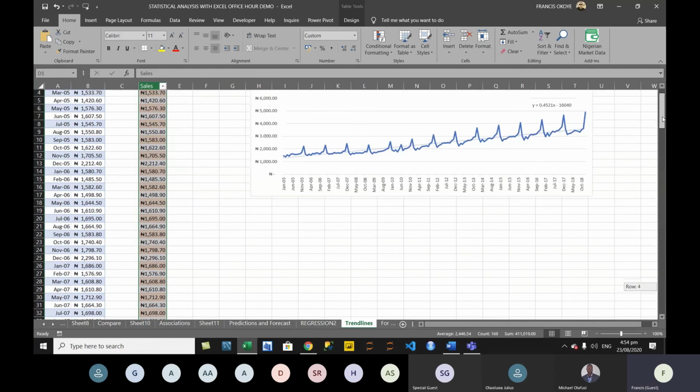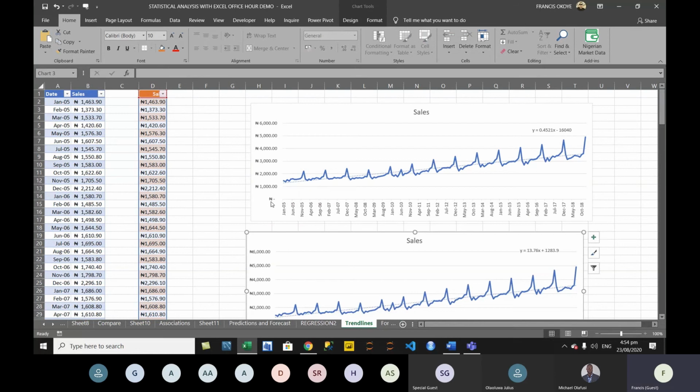Please take note. Anytime you are trying to get the trend line, especially when it's a long time series data, do not use the time along with it. It will give you a wrong value. So most times, this is the correct one and not this. So you must take that into consideration, okay?